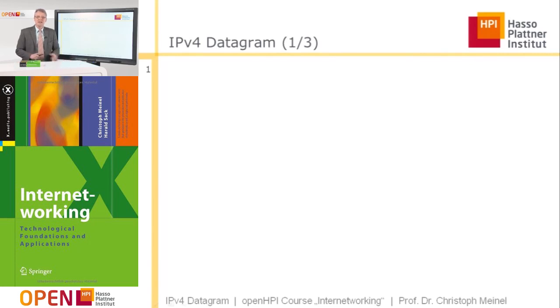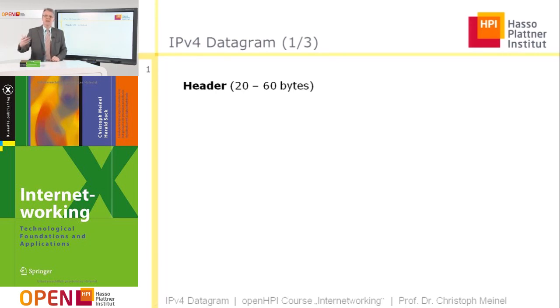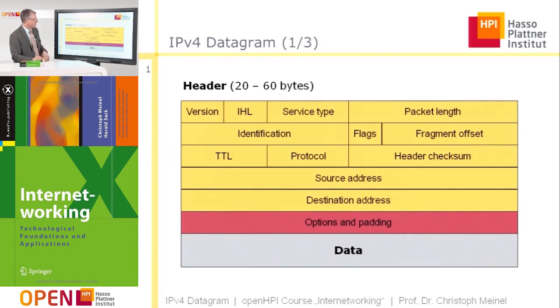Let's now talk about how the IPv4 datagrams are constructed. You remember, a data packet consists of a header with all the organizational and administrational data, and the load. This is what the people want to transmit over the internet. This is how the header looks. We will go through all these fields in the next slide.